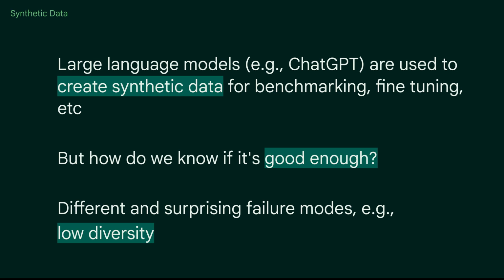However, like any new technology, it's hard to know if these data sets are good enough. How do you evaluate them? And like large language models, data sets generated with them have different and surprising failure modes. For example, low diversity and duplication, and especially fuzzy duplication in surprising ways. So for example, a data set might have a bunch of repeated examples that are very similar to one of the inputs. So maybe they talk about a specific location, or there's some entity that gets mentioned a few times.